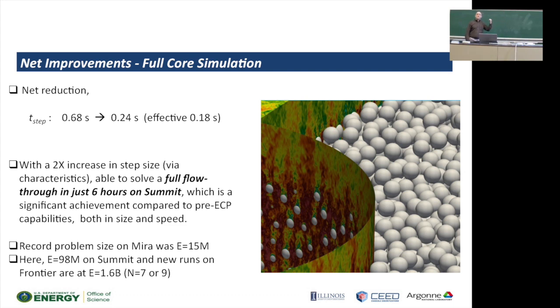Nuclear scientists can solve a single flow-through time in less than a day. That's on Summit. Summit is small compared to Frontier and Aurora and El Capitan. It's about a third of the size. Record problem size on Mira was 15 million. This one was 98 million. And now we're running 1.6 billion elements. So we've gone up by a factor of 100 in problem size, and we've only gone down by a factor of 3 in solution time. Okay, it hasn't gone up.